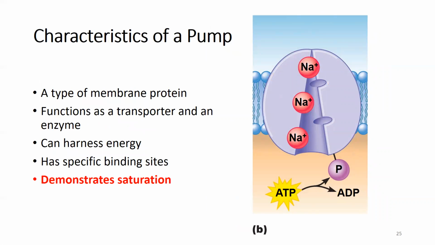Let's look at some of the characteristics of a pump. They are membrane proteins, right? They are a type of membrane protein. They also have enzymatic action. And as a result, they can harness energy to move molecules against their gradient. They have specific binding sites. So there's a certain level of specificity at their binding site.